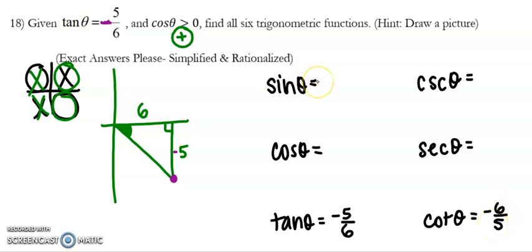In order to find sine and cosine, and thus cosecant and secant, I need to know what my hypotenuse is. So I'm going to have 6 squared plus negative 5 squared equals my hypotenuse squared.